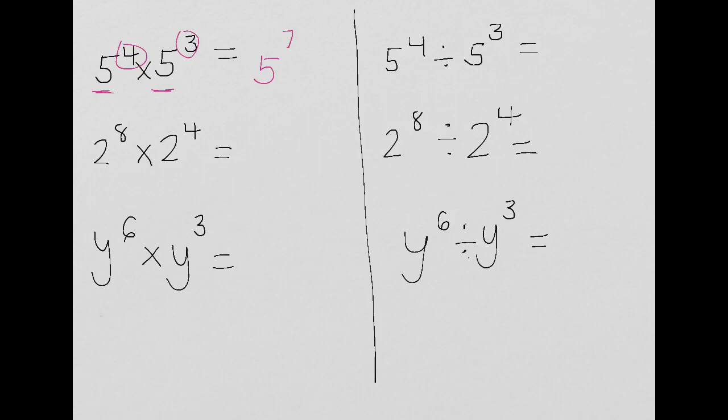Okay, so 2 to the power 8 multiply 2 to the power 4. The base is the same. You must make sure the base is the same because this rule does not work if those bases are not the same. So that would be 2, and it's multiplying, so I add my indices.